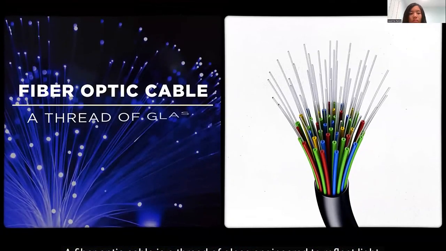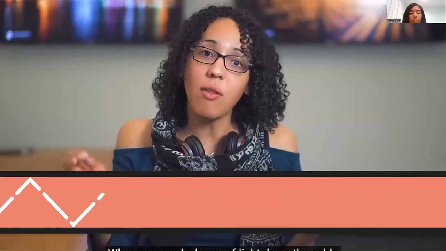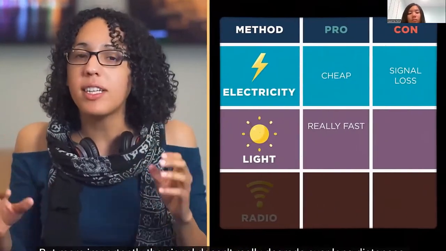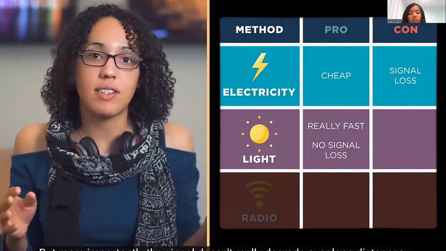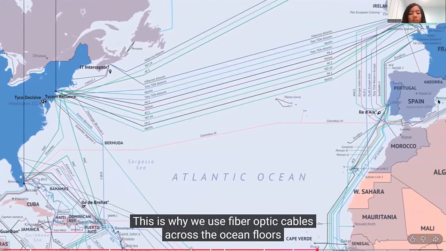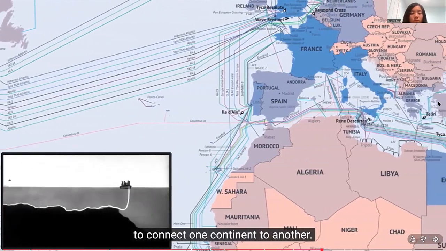A fiber optic cable is a thread of glass engineered to reflect light. When you send a beam of light down the cable, light bounces up and down the length of the cable until it is received on the other end. Depending on the bounce angle, we can actually send multiple bits simultaneously, all of them traveling at the speed of light. So fiber is really, really fast. But more importantly, the signal doesn't really degrade over long distances. This is how you can go hundreds of miles without signal loss. This is why we use fiber optic cables across the ocean floors to connect one continent to another.